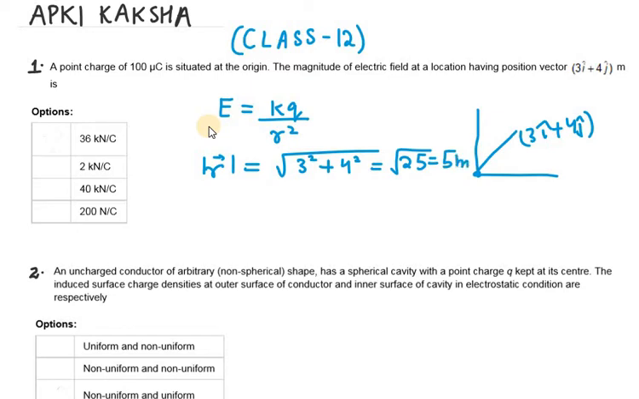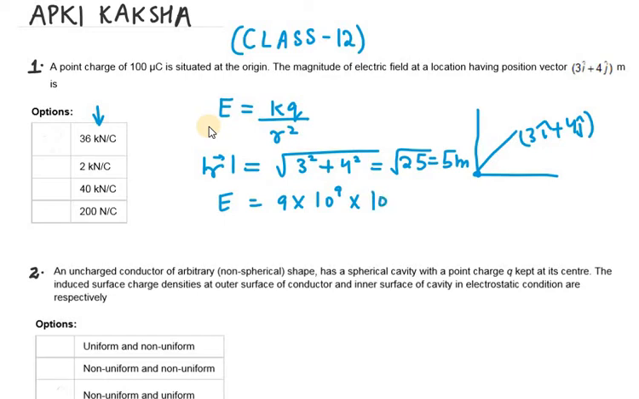So in this case what we need to do is we have the value for K, that is 9 into 10 raised to power 9. Then we have Q. Q is 100 microcoulomb. But you need to see the options as well. So in this we have K n values or n values. So let's see. We will convert this into K.